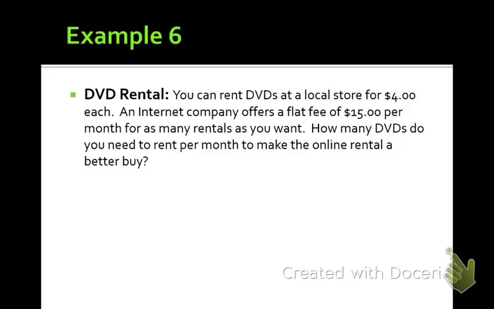All right, quick example here. You can rent DVDs at a local store for $4 each. An internet company offers a flat fee of $15 per month for as many rentals as you want. How many DVDs do you need to rent per month to make the online rental a better buy? Okay? All right, so we can rent DVDs at a local store or an internet company.